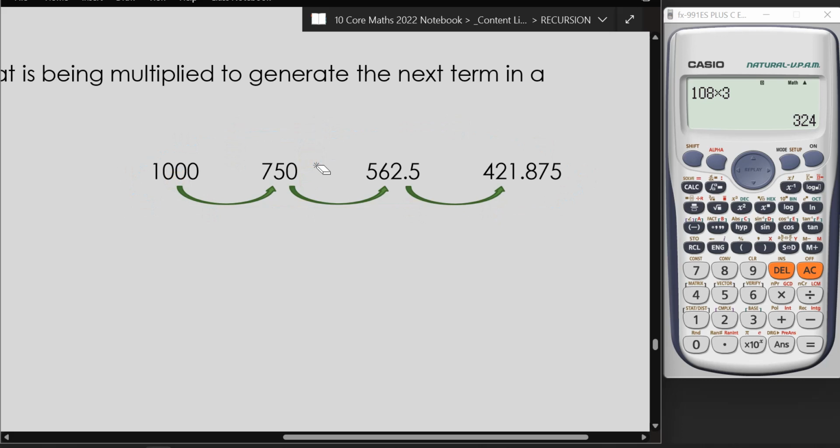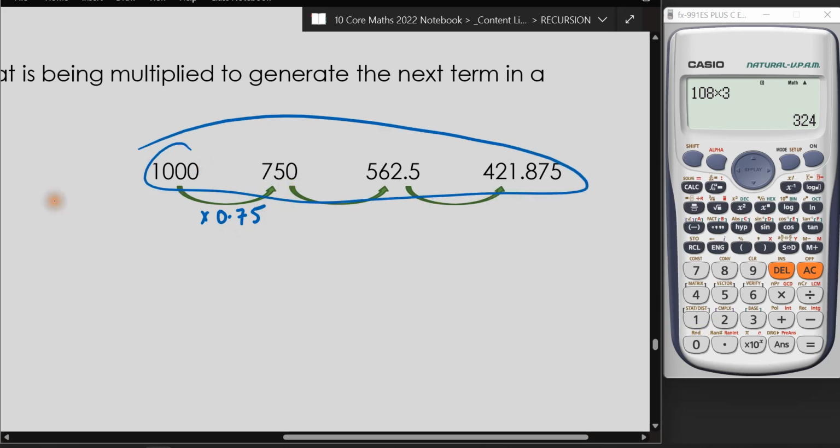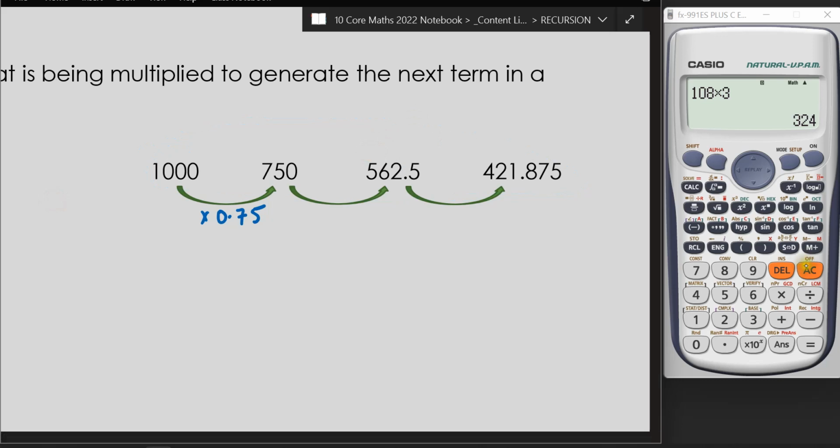Now, we don't know what it is yet. I'll tell you now, it's multiplying by 0.75, and I'll show you later on how to figure that out. But let's test my theory that the common ratio for this sequence is 0.75. So 1000 times 0.75 equals 750. 750 times 0.75, yep, equals 562.5, as you can see.